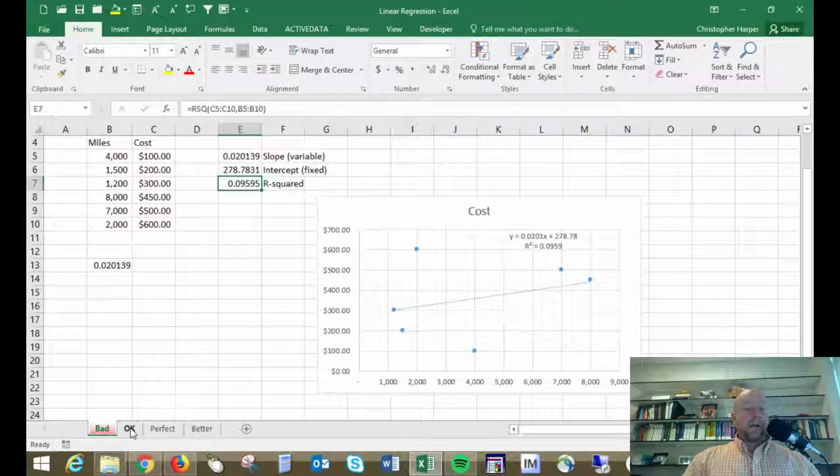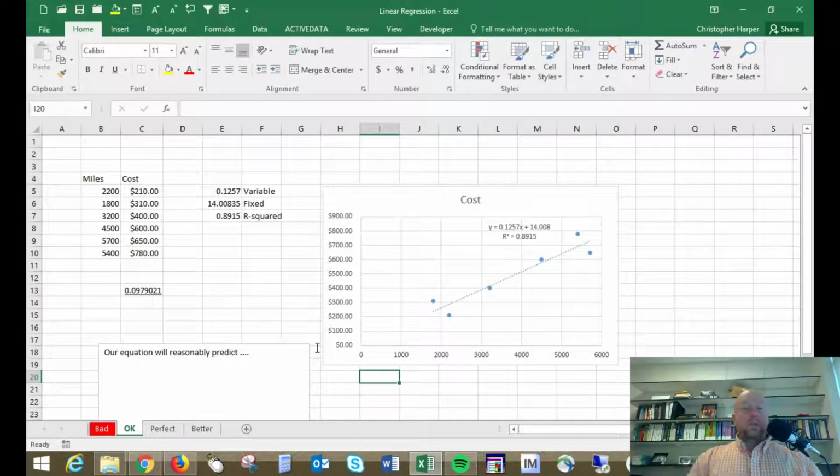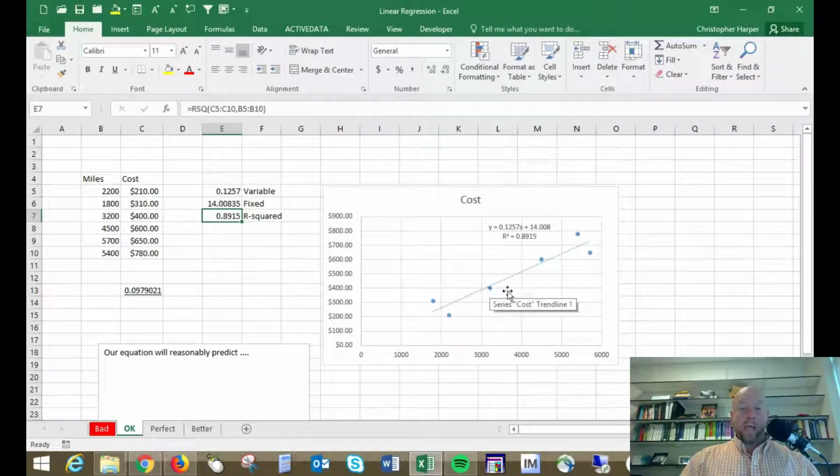Let's go over here to where it says OK. Now, same kind of thing. We're still using the linear regression formulas. But what I did here is I made the data a little better fit. Now our R squared is 0.89. Not too bad. And what you'll see is this line over here does a better job of predicting the data points. It's almost accurate right here and here, almost exact. And it's in the ballpark over here and over here. So it's better. And an R squared of 0.89 is certainly reasonable. You can see that it changes our equation wildly. Now our variable cost is 12.5 cents per mile, and our fixed cost is 14 bucks.